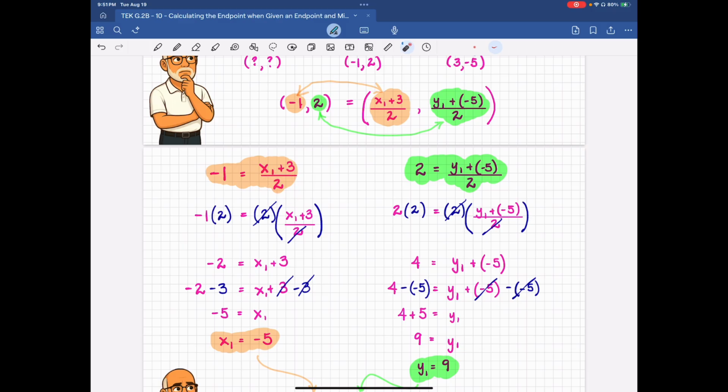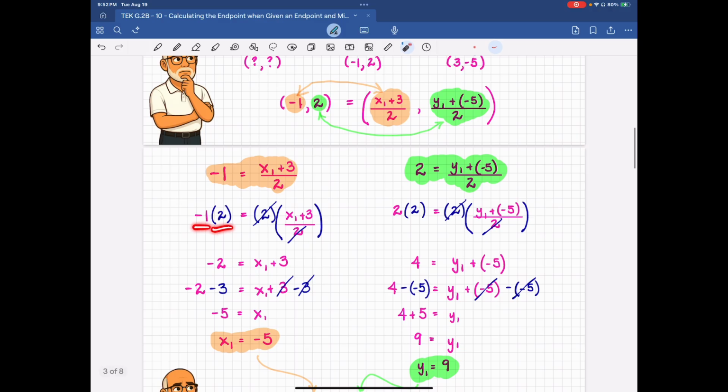Now notice the way I solve my equations. I actually change the color. You're going to see the things that change from the first step to the second step are going to be done in a different color. So I'm going to multiply the left side by 2 and the right side by 2. Why do I do that? Because I want to get rid of this 2 in the denominator so we can ultimately solve for this x1. So I multiply both sides by 2.